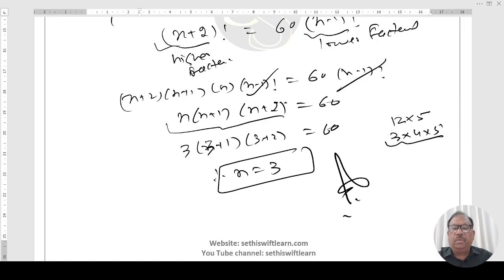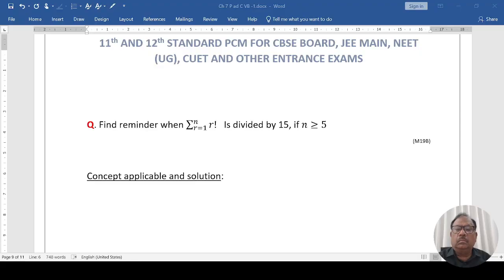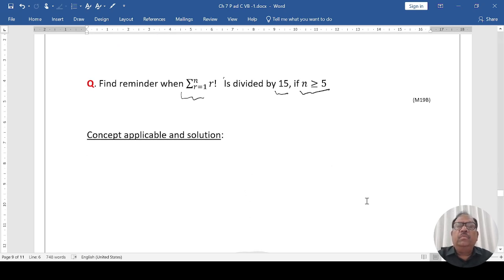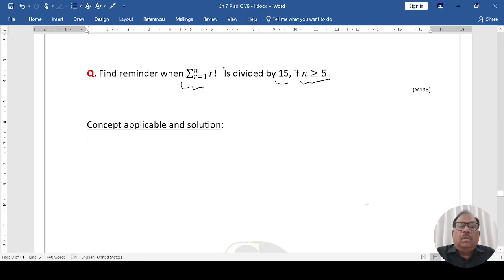Right? Next question. Question is, find remainder when summation r equal to 1 to n of factorial r is divided by 15, if n is greater than equal to 5. Now, summation r equal to 1 to n factorial r. This is the condensed form, we are expanding it.